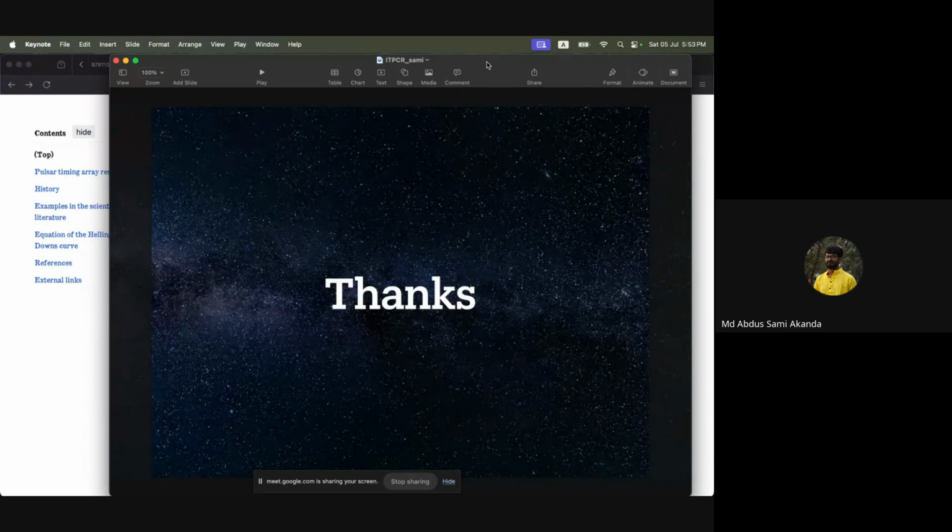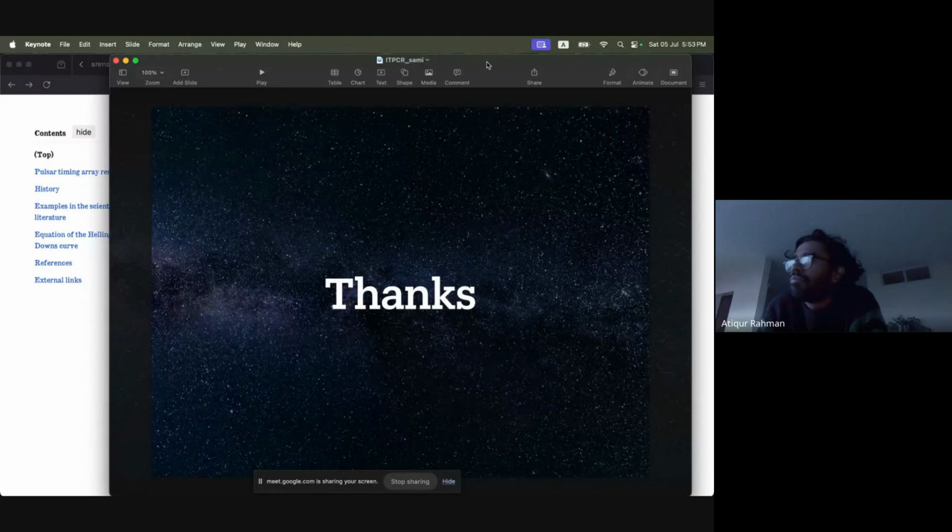Any questions outside the talk? It is cheaper than LIGO, right? Because you are using the universe as a detector. Yes, it is. LIGO is very expensive.